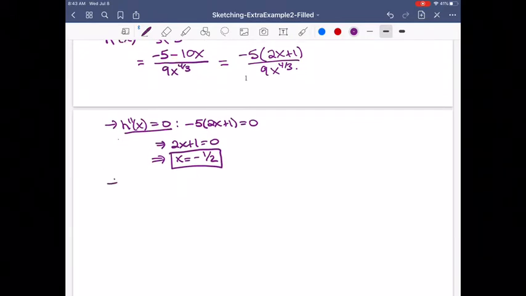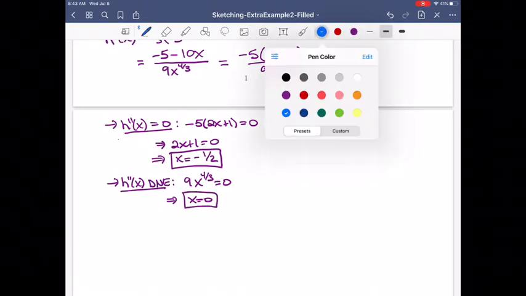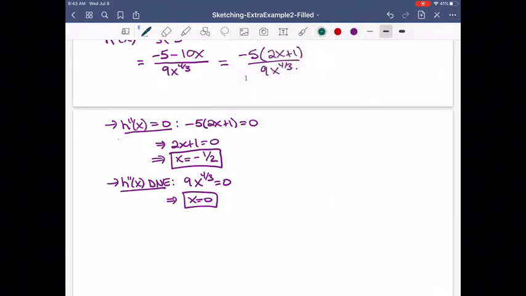And then we also want to know, where does the second derivative not exist? Okay, that's when the denominator is 0. Okay, which is going to be when x is 0. Okay, so I have two possible inflection numbers. Okay, so those are what I want to put on my number line.